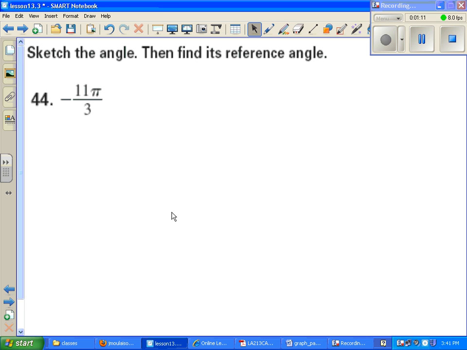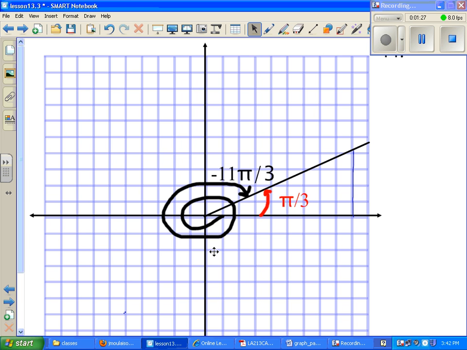So one more, you could pause this presentation and try this problem. So sketch the angle, then find its reference angle. So I'm going to begin by sketching minus 11 pi over 3. So negative would mean that I'm going to rotate in a clockwise direction. 2 pi is all the way around the circle, so 2 pi would be 6 pi over 3 as a fraction. So if I start here and go all the way around the circle once, that's 6 pi over 3. Now halfway around the circle is pi, or 3 pi over 3.